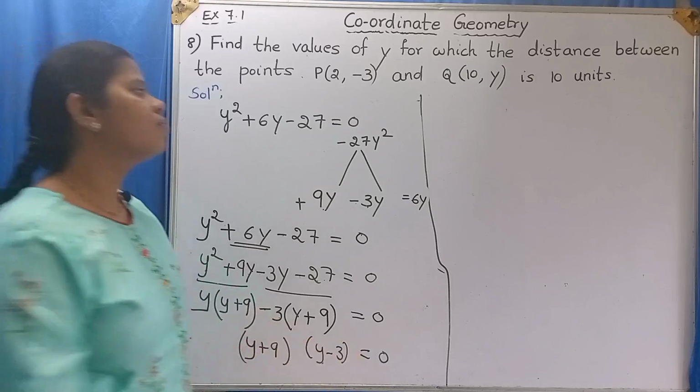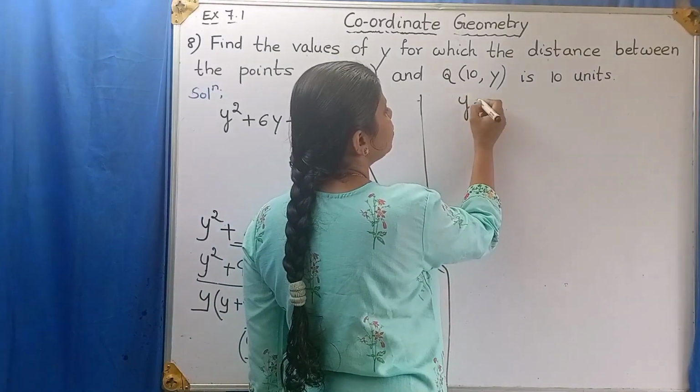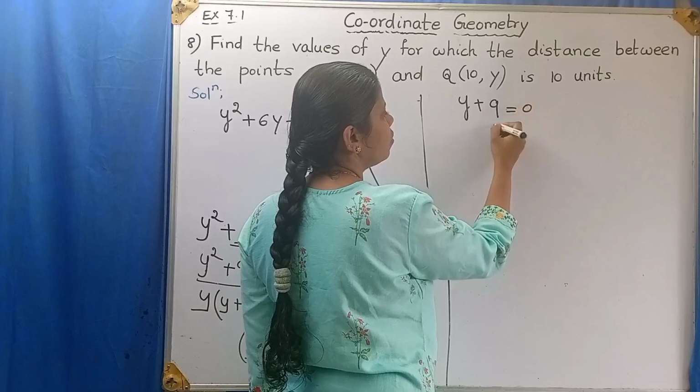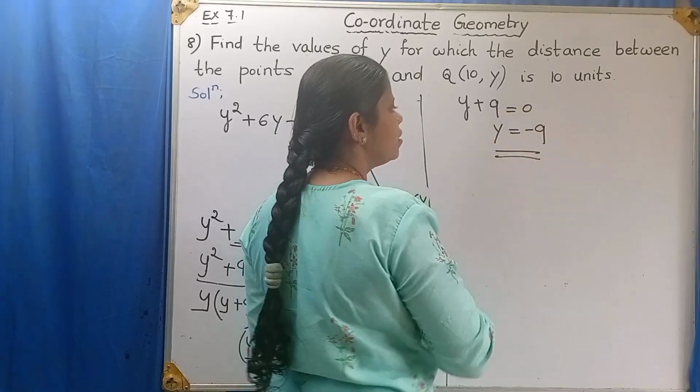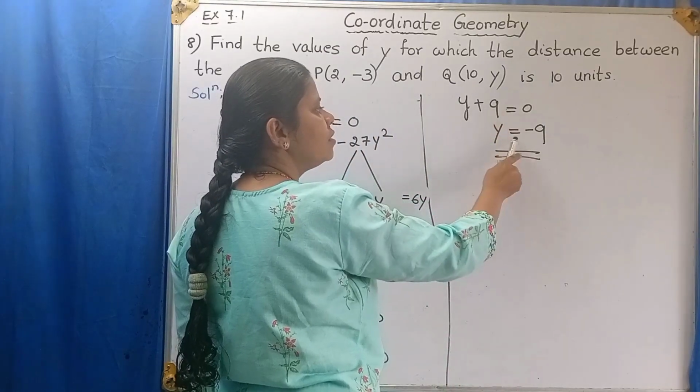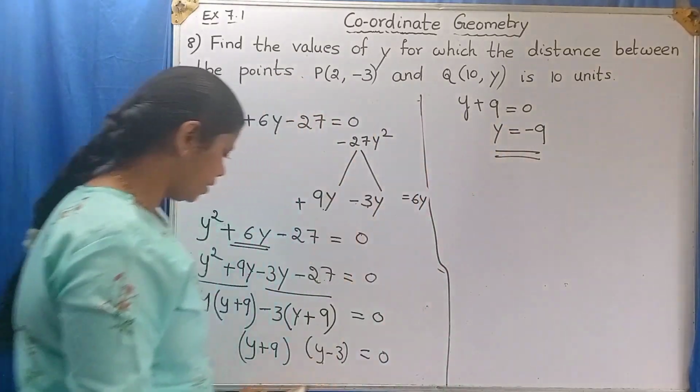y plus 9 is equal to 0. y is equal to minus 9. Isn't it? When this 9 crosses the equal sign, it becomes minus 9.